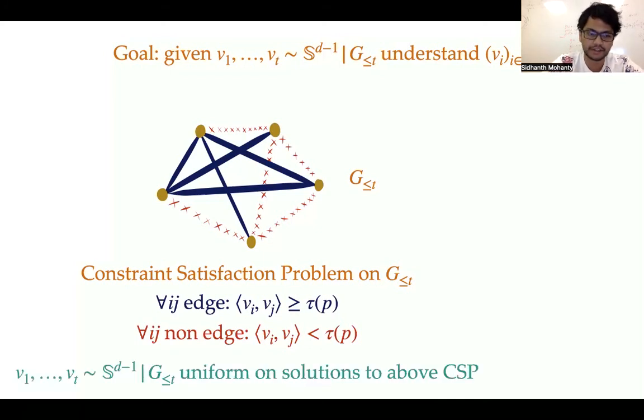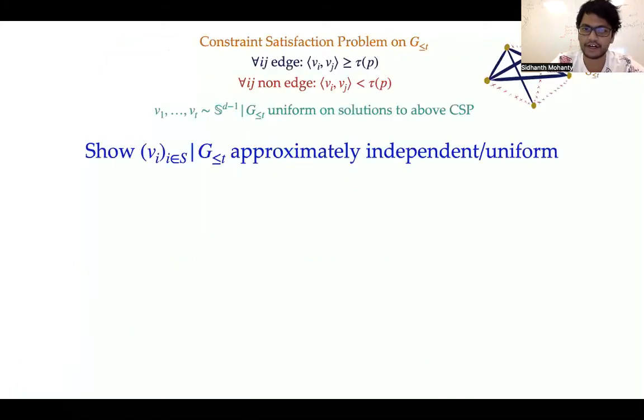And now the posterior distribution is the uniform distribution on solutions to this constraint satisfaction problem that we just defined. So now we would like to prove that when we look at the uniform distribution on this space of satisfying assignments of the CSP, the marginals on a small set S are approximately independent and uniform.